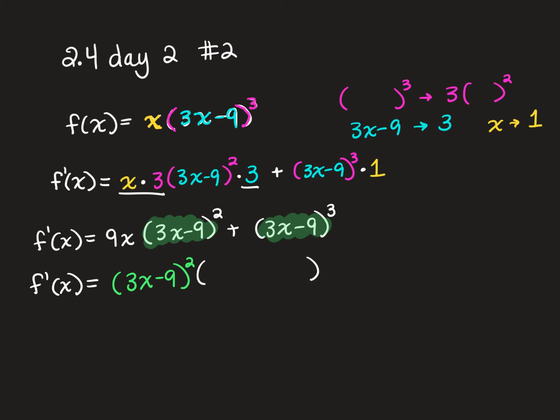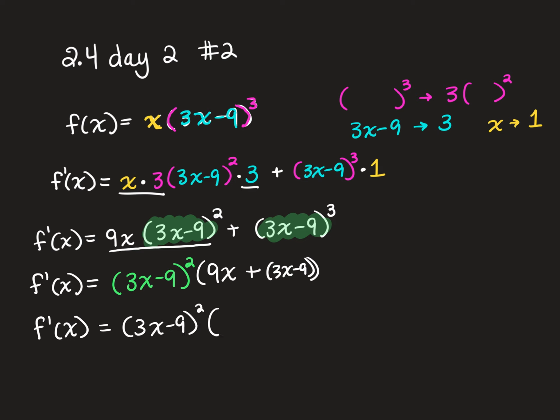Now what's left? Well, in order to get this term, I would have to multiply 3x minus 9 squared by 9x plus, and then what I would multiply 3x minus 9 squared by to get 3x minus 9 cubed is just 3x minus 9. And then I can simplify that a little bit more. So I'll have 3x minus 9 squared times 9x plus 3x is 12x minus 9.